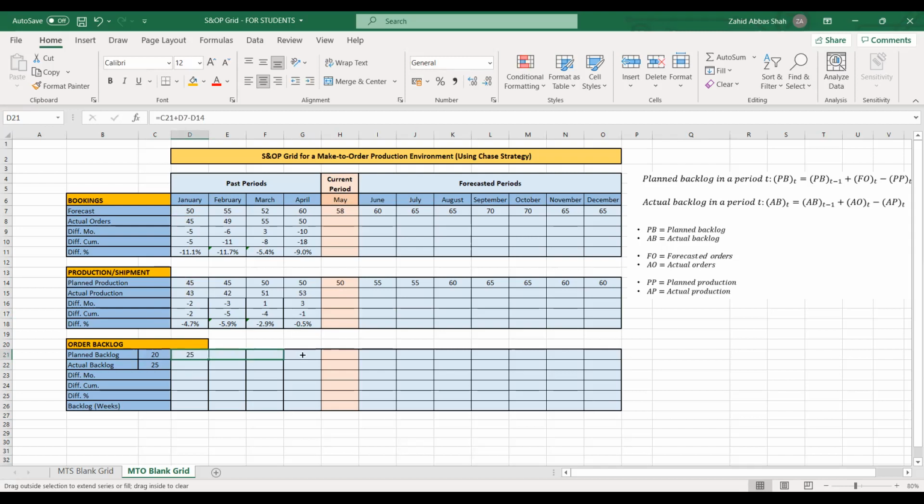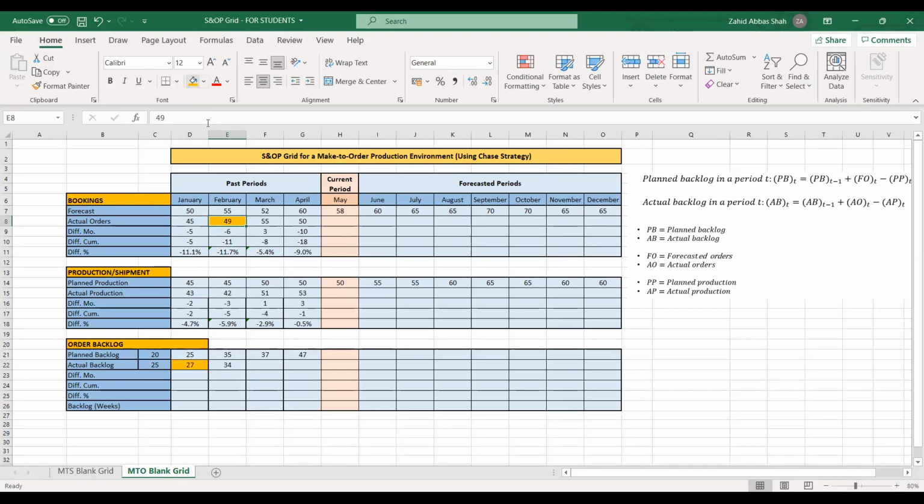For January, similarly, you can calculate for the rest of the months as well. Similarly, the actual backlog of January will be equal to the actual backlog from the previous period plus actual orders in January minus actual production in January. Similarly, the actual backlog in February will be equal to the actual backlog in January plus actual orders in February minus actual production in February.